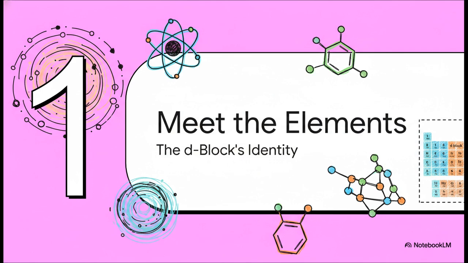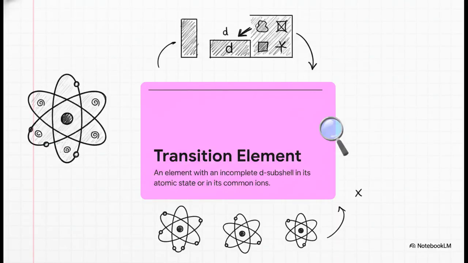Okay, Section 1. Before we jump into all the complicated stuff, we need to nail down the basics, and that starts with a really simple question. What actually is a transition element? Okay, so the official definition all comes down to this one little phrase, an incomplete d subshell. Seriously, that's it. That one characteristic is the key to their entire personality. It's what makes them so different from the elements in the s block and p block, and it's what unlocks all of their really cool, unique chemistry.